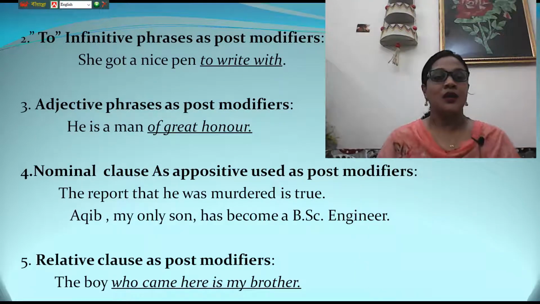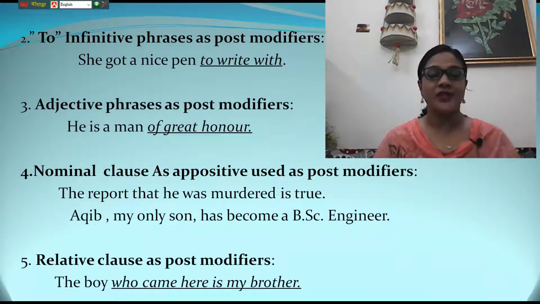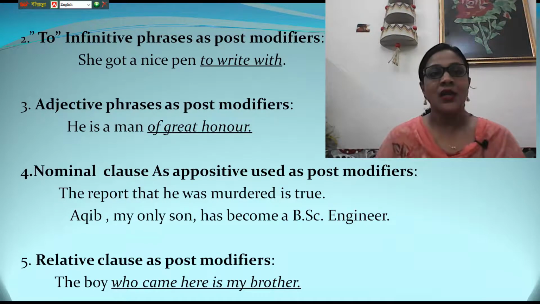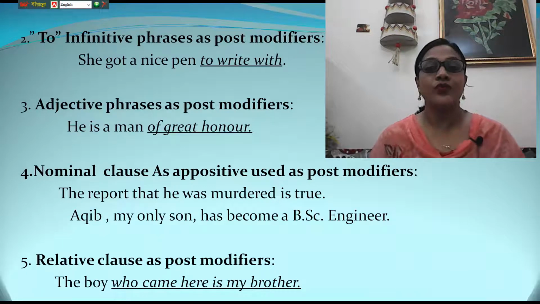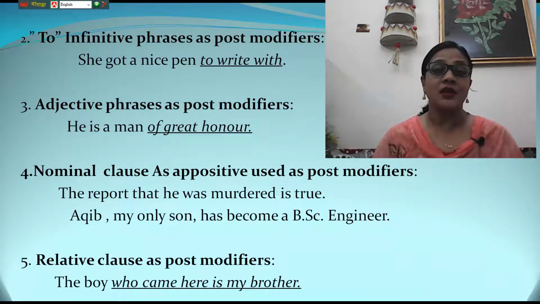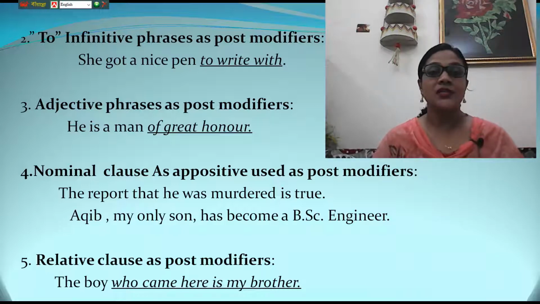Number 2, infinitive phrases as post-modifiers. Sometimes infinitive phrases may be used as post-modifiers. For example, she got a nice pen to write with. Here, you see, to write with is an infinitive phrase, and it comes after the noun pen and gives information about the pen, and it influences the noun also. For this reason, it is used as a modifier, and after the noun, it is a post-modifier.